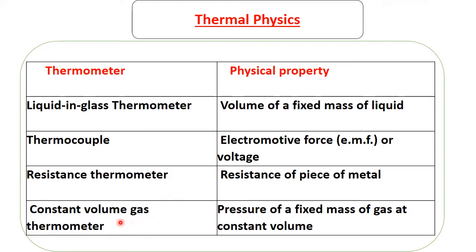Then there's one called the constant volume gas thermometer, which depends on the change in pressure of a fixed mass of a gas at constant volume. So it will have a fixed mass of a gas, say 20 grams of a gas, at a constant volume, say 10 liters of the same gas. Then the change in temperature will result in the change in pressure. We're going to study how temperature is connected to pressure in the next video. So these are some of the physical properties and some of the thermometers that make use of them.